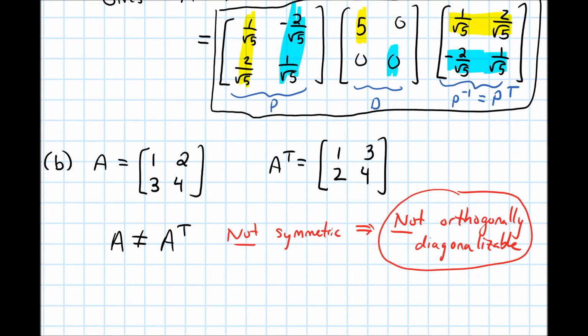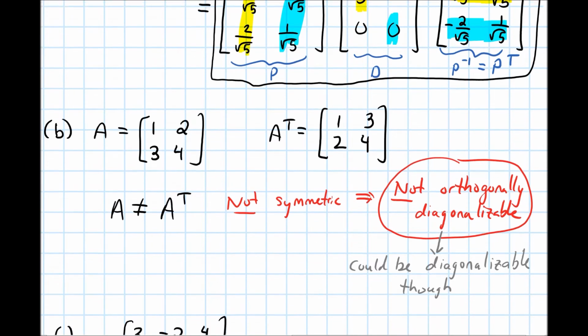So it might happen that it could be just normal diagonalizable though. So it's not orthogonally diagonalizable, but it might be regular diagonalizable. Okay, so I won't go ahead and determine that, but that's just something to keep in mind. So let's do another example.